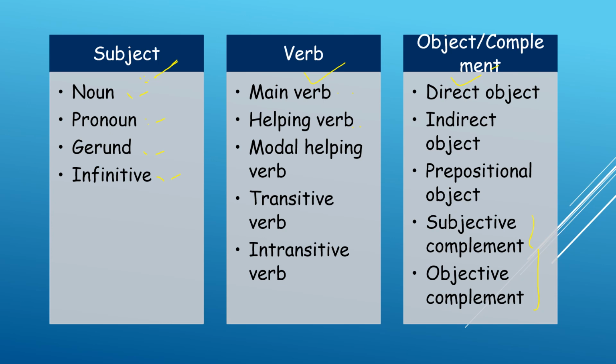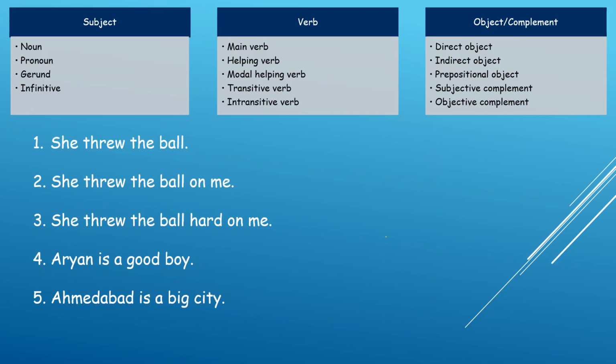Now let us further understand this more with the example. The first example is she threw the ball. She is the subject and it is a pronoun. Threw is the main verb and the ball is the direct object. I will just write DO.